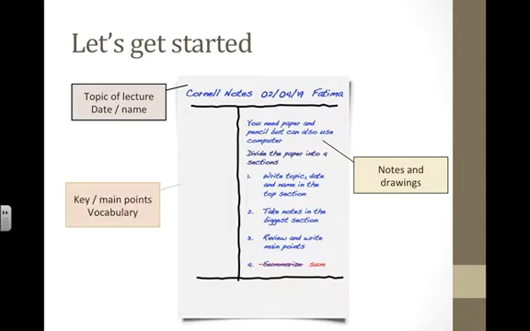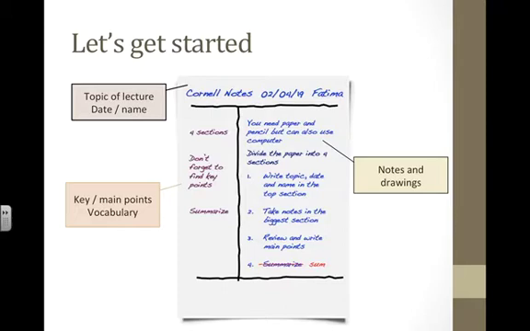Now let's look at the other side. On the other side, we're going to write down the key or the main points of the lecture. So this is a kind of review activity. You're going to look at your notes and drawings and take out the most important parts. I'm going to write them over here. You might also want to put some key vocabulary. So for example, if your topic had some special vocabulary that you think might be used on a future exam or might be part of an essay you need to write, this is a good place to put that also.